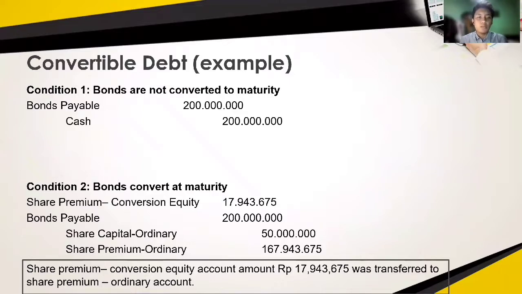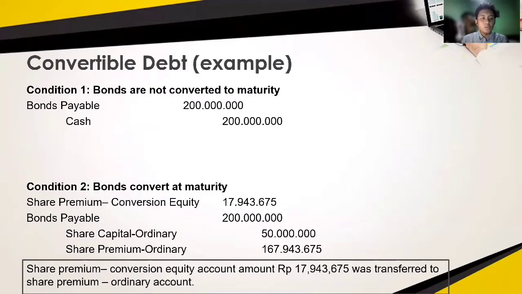In convertible debt, in condition 1, bonds are not converted at maturity. So the journal entry is we debit bonds payable amounting to 200,000 million rupiah, and then we credit cash 200,000 million rupiah.